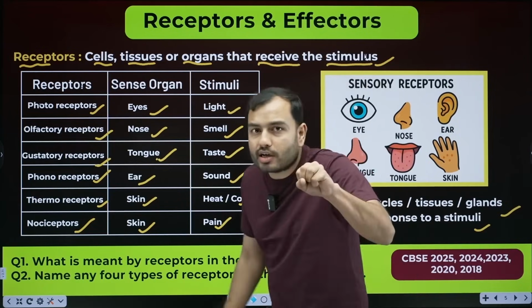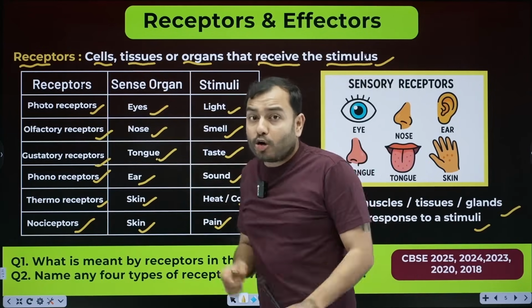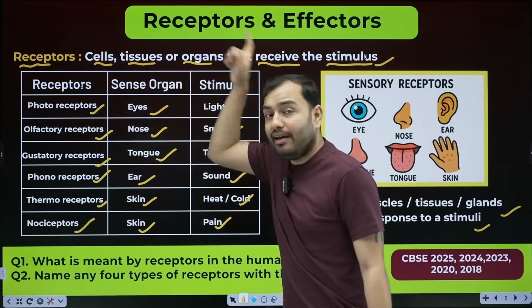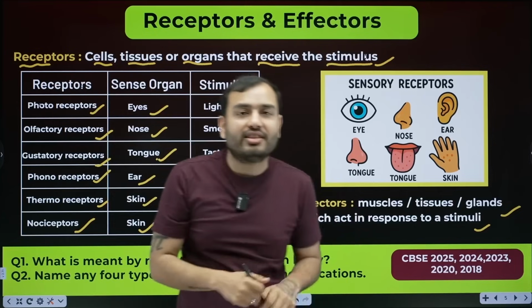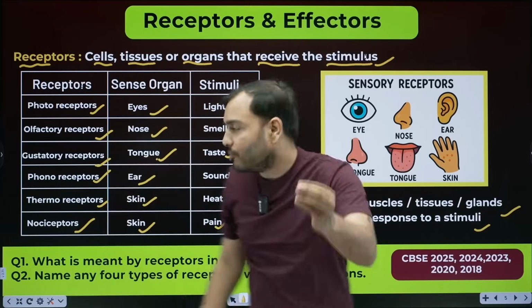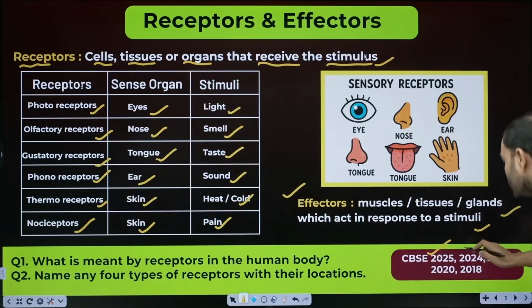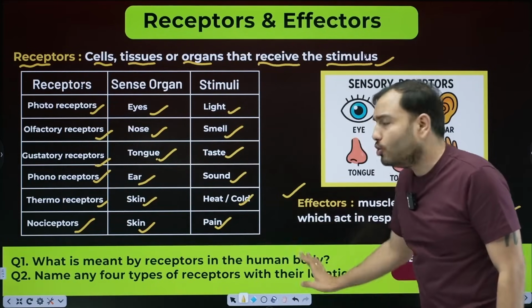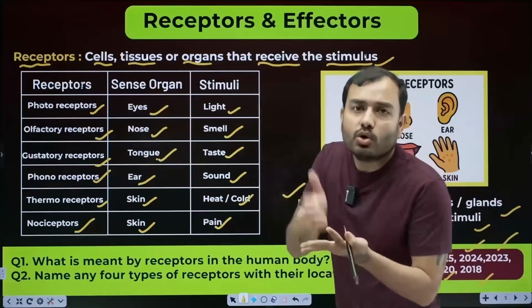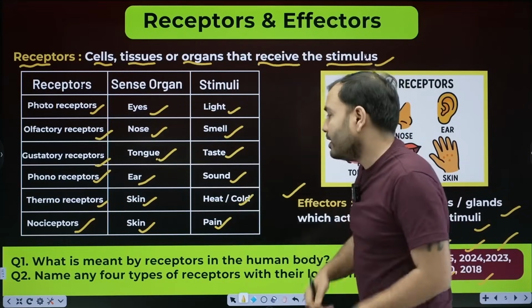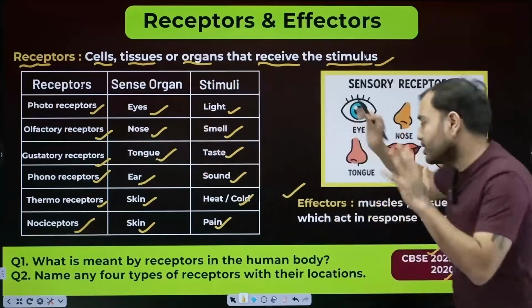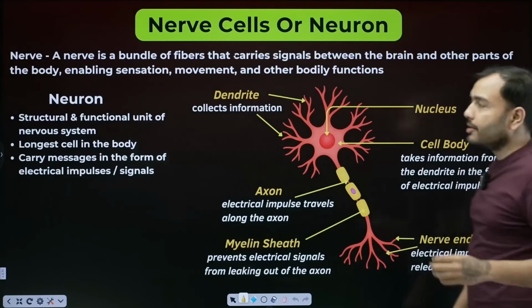Who receives the stimuli? The receptors. And who gives the response? The effector. Who received the stimuli? Receptor. Who gives the response? Effectors. Clear? Now see this question. CBSE 25, 24, 23, 20, 18. These similar questions came there. What is meant by receptors in the human body? Receptors are cells, tissues, organs which receive a stimulus. Name any 4 types of receptor with their location. Here are the receptors and this will be your location. Come on, let's move on.